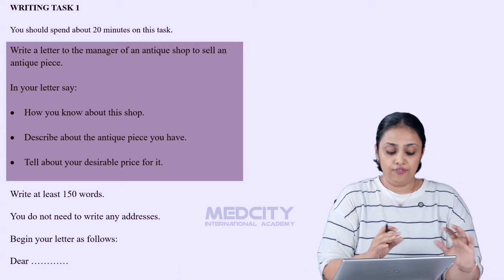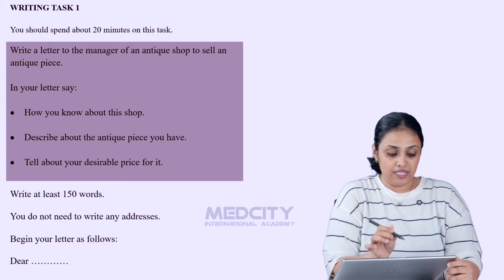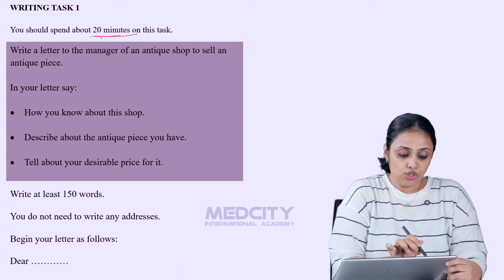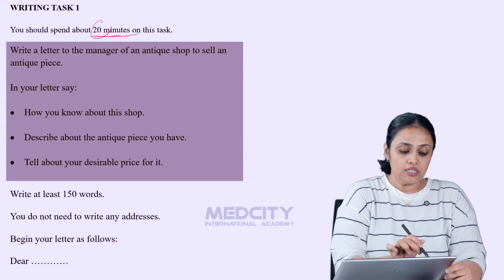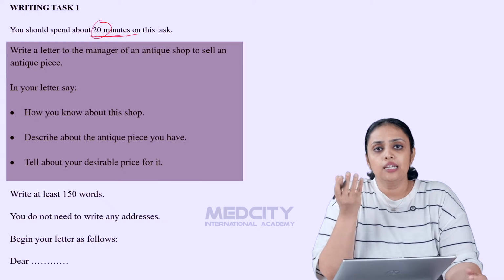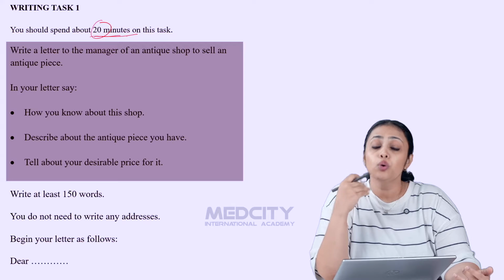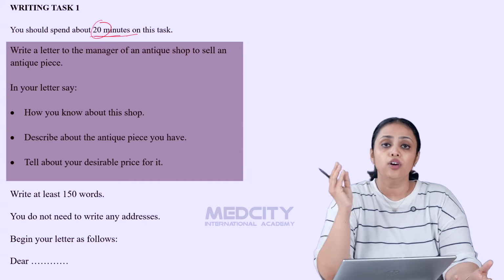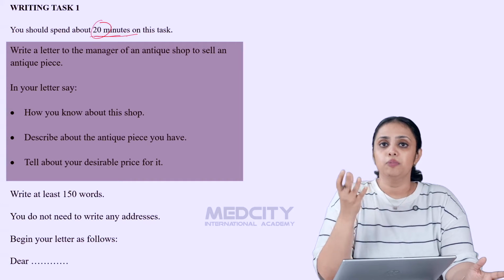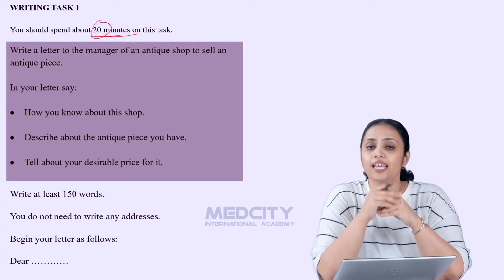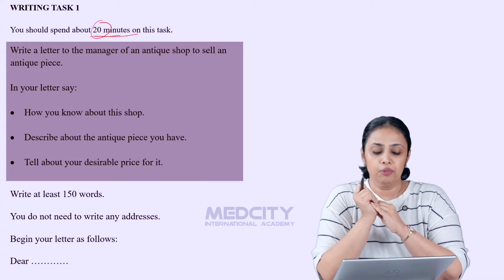So on screen you can see the question. The first line says the basic instruction regarding time management. It says that you should spend 20 minutes on this task, and you know that the total time for the writing module is 1 hour, for which you have to spend at least 40 minutes for essay writing and 20 minutes for task 1, which is letter writing for GT and report writing for academic.